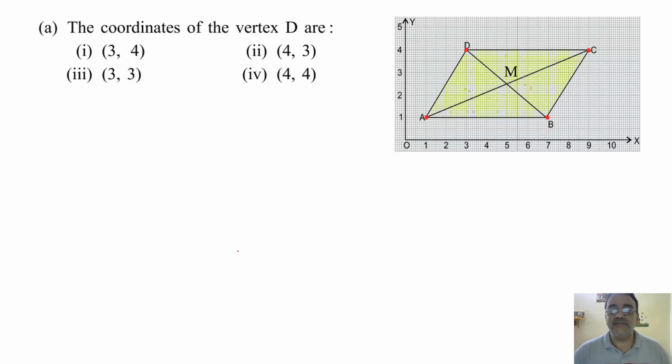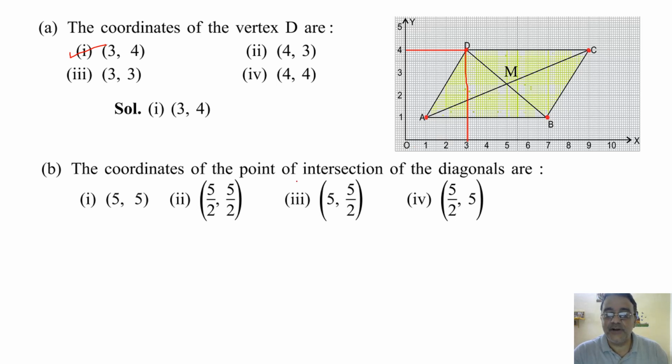The coordinates of the vertex D. What is the coordinate of vertex D? This coordinate. 3, 4. Very good. 3, 4. The correct answer is 3, 4. The next question. The coordinates of the point of intersection of the diagonals. मतलब ये वाला point निकालना है. Right? तो 5, 3.